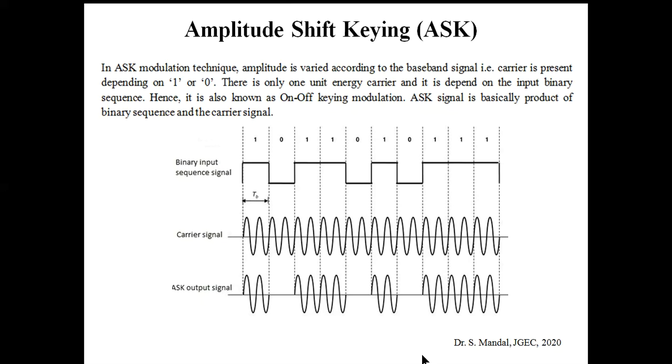Hence it is also known as on off key modulation. Okay, so you can see that this one is the corresponding arbitrary digital data or binary sequence, like 1 or 0, and basically this is unipolar representation. Here you can see that 1 is represented by plus 5 volt and 0 is represented by 0 volt. 1 is plus 5, 0 is 0 volt, like this, and this one is the carrier signal.